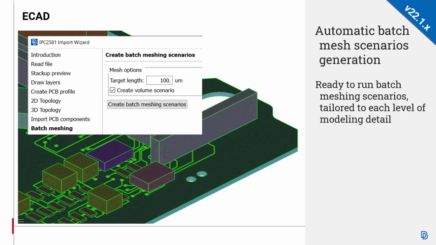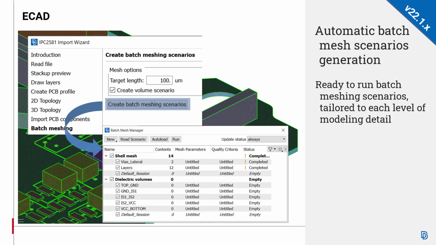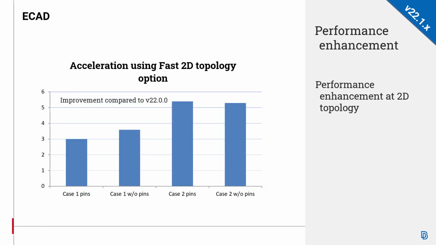The automatic generation of batch meshing scenarios tailored to each level of modeling detail can be achieved from the batch meshing page of the plugin. The generated scenarios are filled with contents and are ready to run. Last, in the electronic CAD field, a new level of acceleration is now available at the 2D topology stage. The compared cases, as seen in the chart, which were two different models, each one with and without pins, have been accelerated up to 5.4 times compared to using the fastest algorithm of version 22.0.